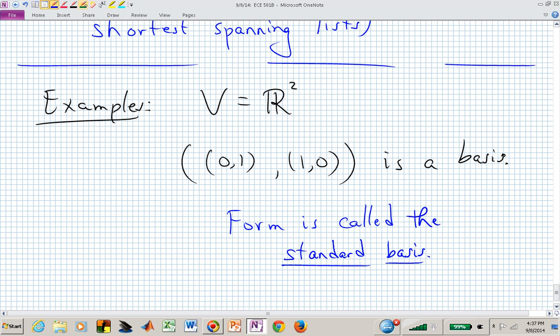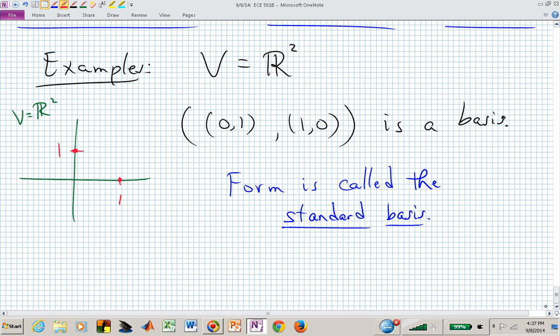And in this case, we have all of R2 is V. One vector, the first one is right there at, let's say, 0, 1. The other vector is over here at 1, 0. And we can get wherever we want. If somebody now said, take me to this point in R2 that's at 1, 1.